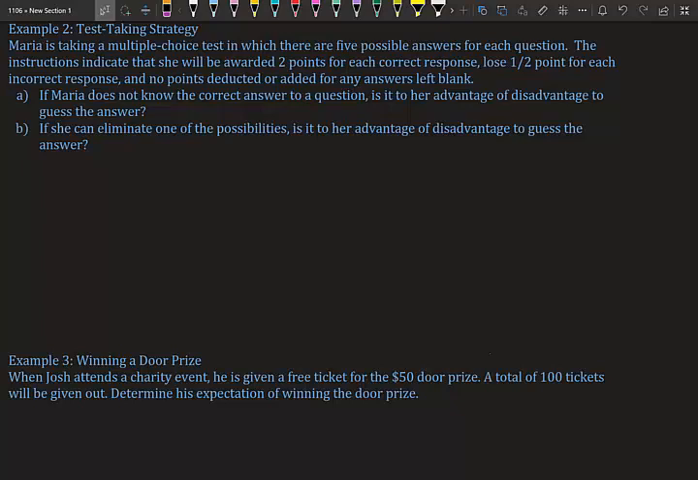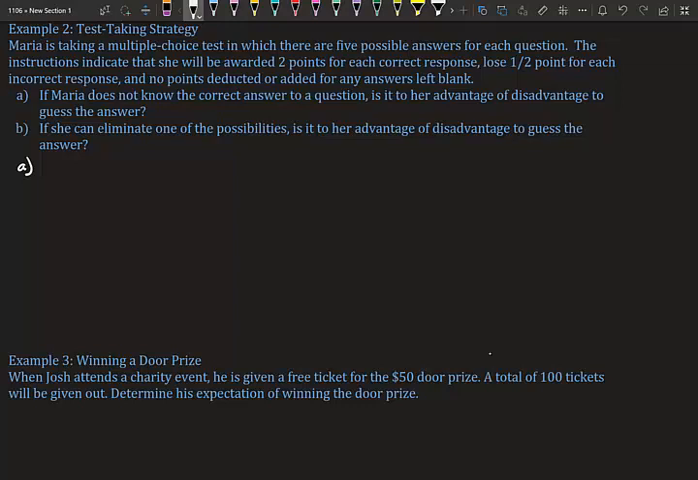If Maria does not know the correct answer to a question, is it to her advantage or disadvantage to guess the answer? If she can eliminate one of the possibilities, is it to her advantage or disadvantage to guess the answer? So let's do part A. Part A is just asking if she guesses, is it going to be a disadvantage or an advantage?